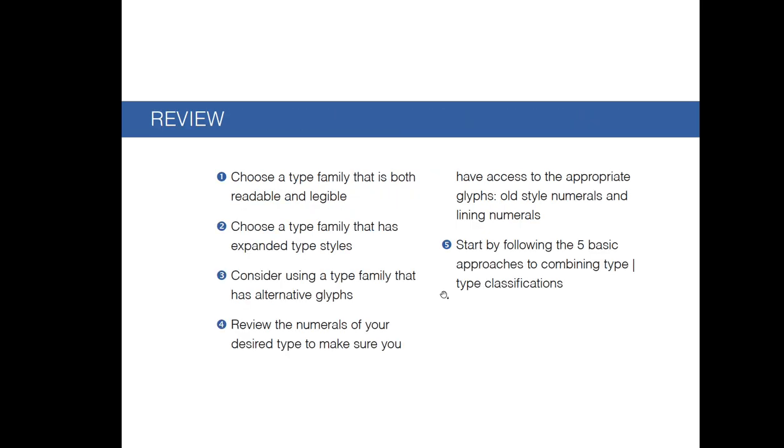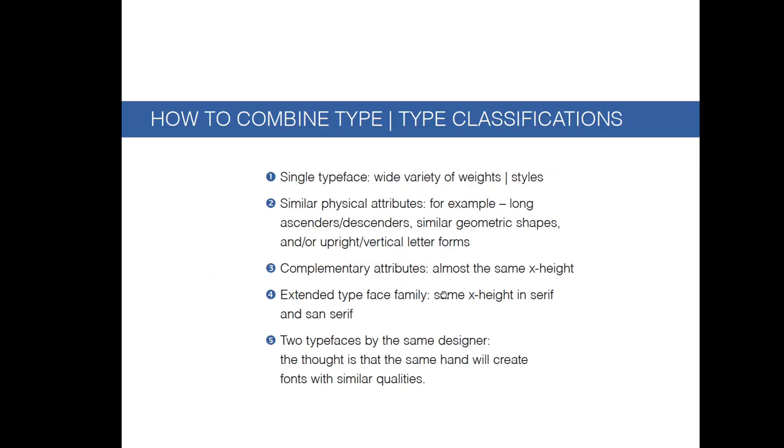So as a review, you could choose a typeface family that is both readable and legible. Choose a typeface family that has expanded type styles and weights. Consider using a typeface family that has alternative glyphs, especially if you have a project that you think would require that. Review the numerals of your desired typeface to make sure you have access to the appropriate glyphs. And this is important: if you're going to do something that's going to be using numbers in it, look for a typeface that has old style numbers or lining numerals. And then start by following the five basic approaches to combining typeface and type classifications, which is these five right here.